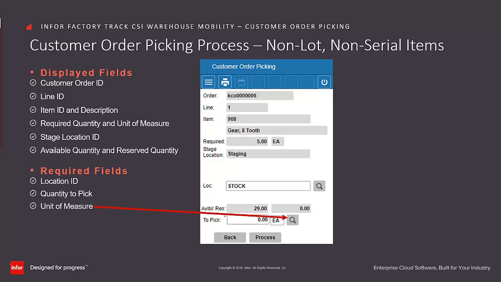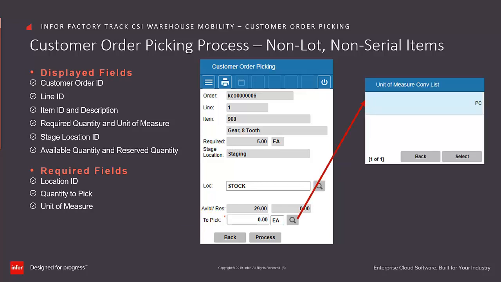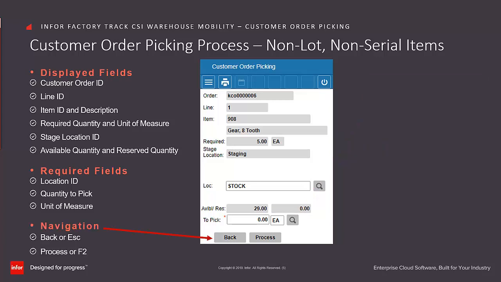We can then enter or select the unit of measure. Factory Track will default the unit of measure as specified on the customer order line. However, the user can use an alternate unit of measure if required. Click on Process to continue.